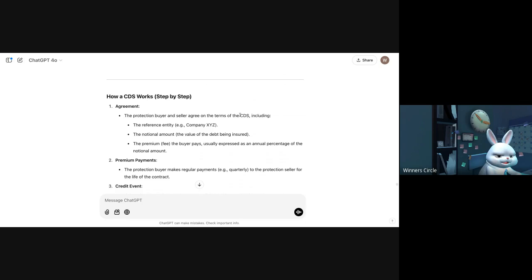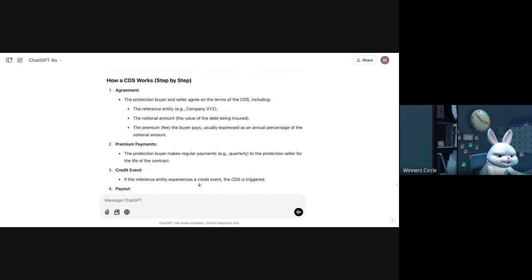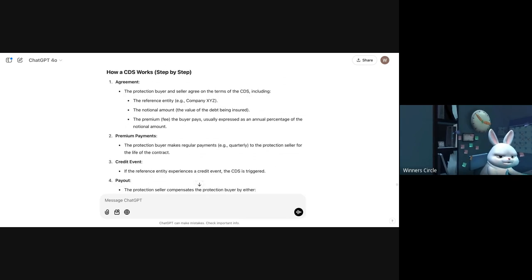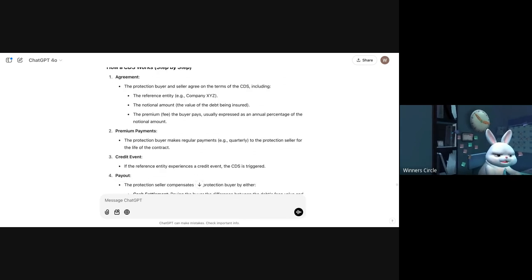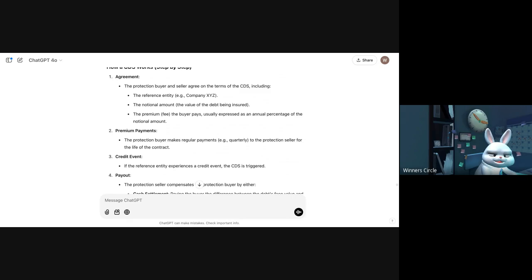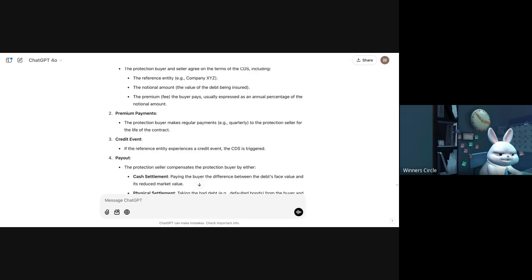Okay, agreement. The protection buyer and seller agree on the terms of the CDS, including the reference entity, e.g., company XYZ, the notional amount, the value of the debt being insured, and the premium fee the buyer pays, usually expressed as an annual percentage of the notional amount. Listen, they're telling you what everything is. Premium payments. The protection buyer makes regular payments, quarterly, to the protection seller for the life of the contract.